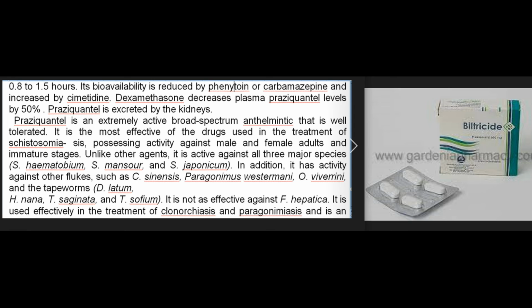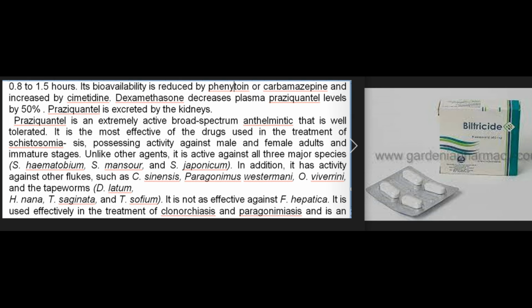In addition, it has activity against other flukes, such as C. sinensis, Paragonimus westermani, O. viverrini, and the tapeworms D. latum, H. nana, T. saginata, and T. solium. It is not as effective against F. hepatica. It is used effectively in the treatment of clonorchiasis and paragonimiasis and is an effective alternative agent to niclosamide in the treatment of tapeworm infestations.